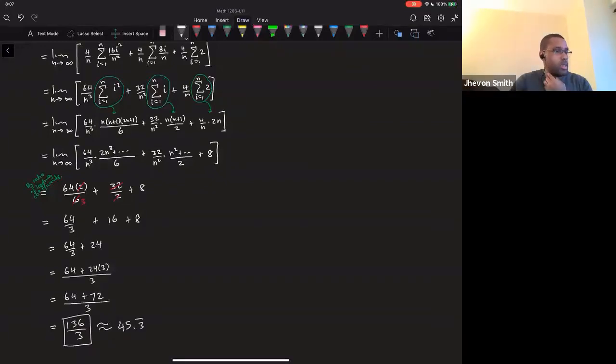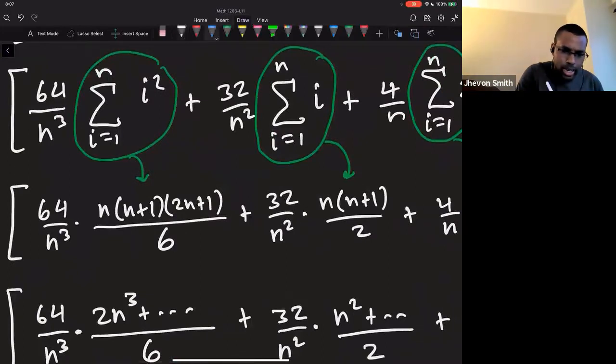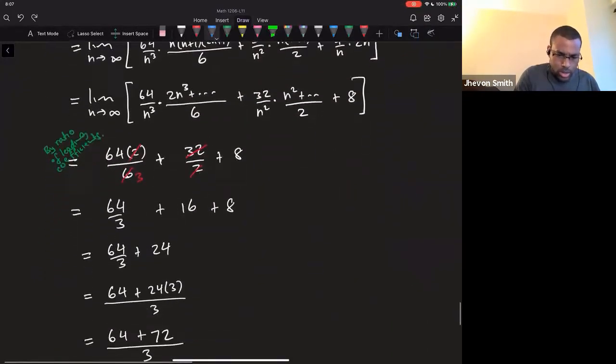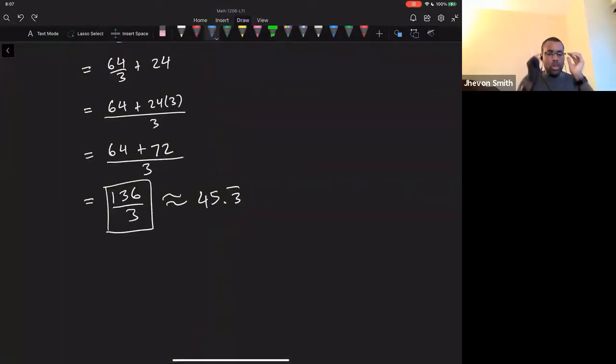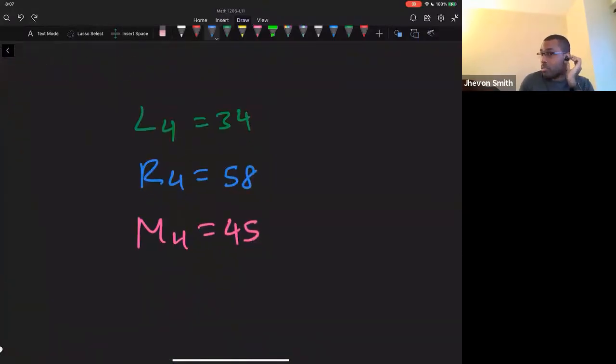All right, let's continue. Before we continue, I in fact made a little typo last time. I think I had a 36 here. It should have been 32. So the answer changed slightly to 136 over 3, which is actually even better. It's actually 45 and a third. So it turns out with just 4 rectangles, the midpoint rule got it pretty close, got 45 as the approximation.